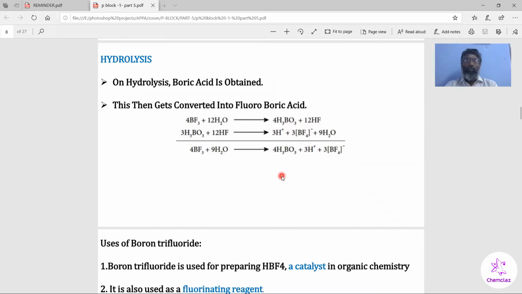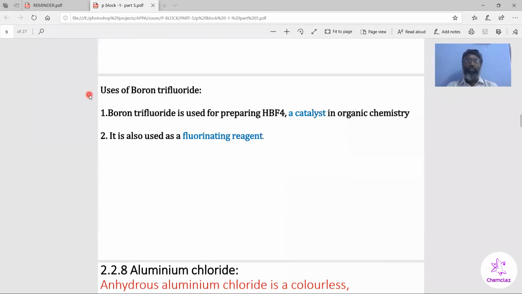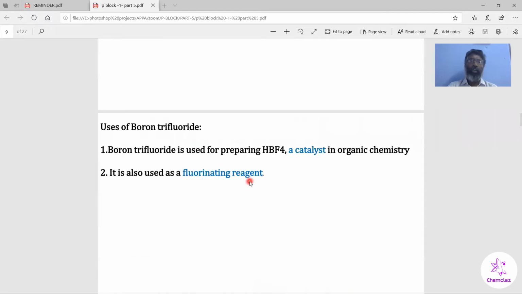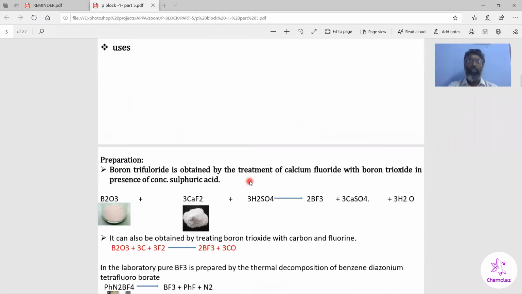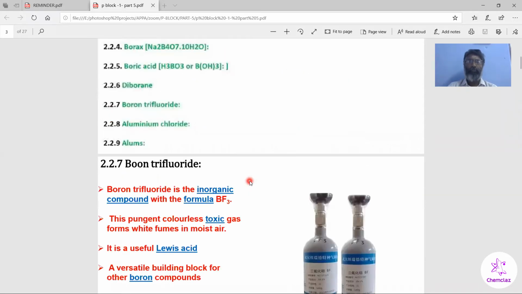The next one is uses of boron trifluoride. Boron trifluoride is used for preparing tetrafluoroboric acid, which acts as a catalyst in organic chemistry. It is also used as a fluorinating agent. So first we finished boron trifluoride: preparation, properties, and uses.